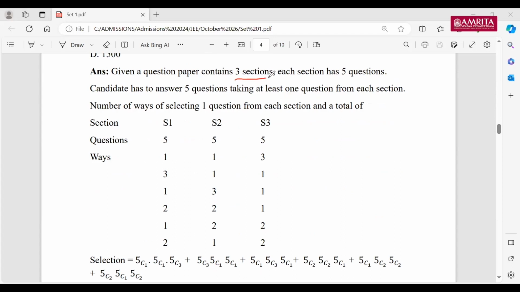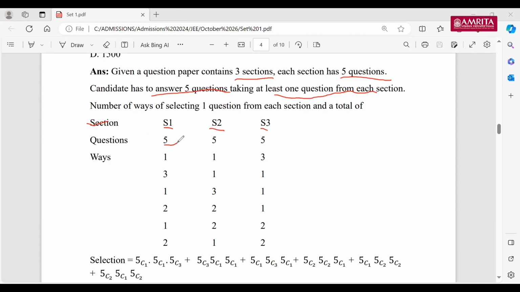I'm having three sections, and each section is having 5 questions, and I have to answer 5 questions, and I need to take care that at least one from each section has to be answered. So I've just arranged it in such a way that it's easier for you to understand. I've divided the sections into S1, S2, S3, so that it's easier for us to understand how we're going to arrange it.